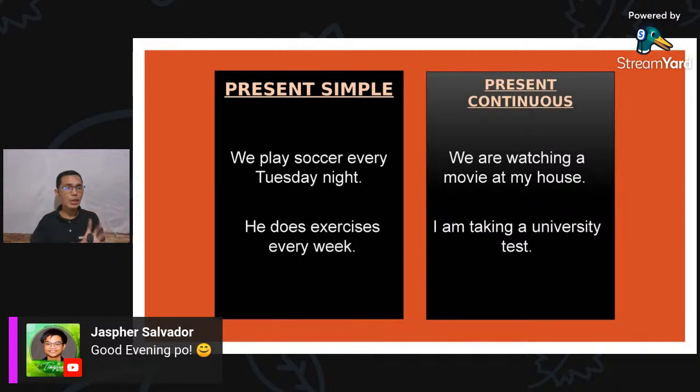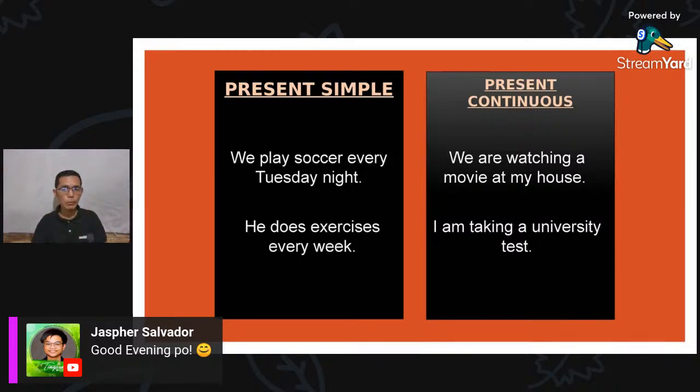Okay, so we play soccer every Tuesday night. For example, we attend church every Sunday and Wednesday. So, paulit-ulit natin ginagawa yon. So, gagamitin natin yung present simple. And of course, as we make sentences, dapat lagi nating tatandaan mga students that the verb and the subject should agree. Okay? Last time nagkaroon tayo ng live about subject and verb agreement. I hope yung mga nakasali dito ay natatandaan pa yung subject verb agreement natin na dapat magkasundo si subject at si verb na gagamitin natin.